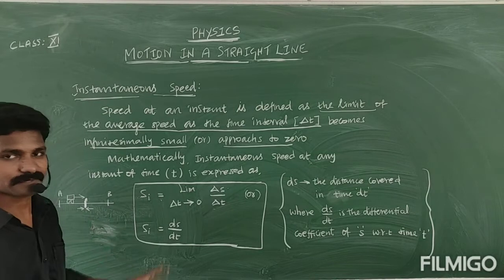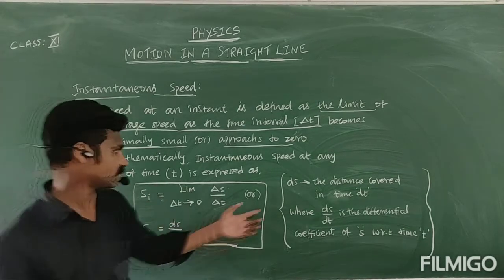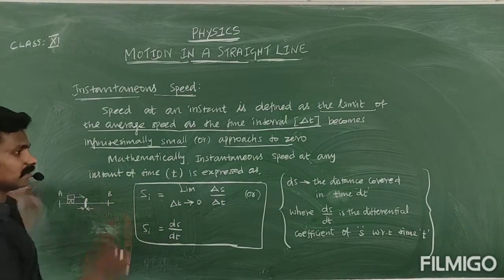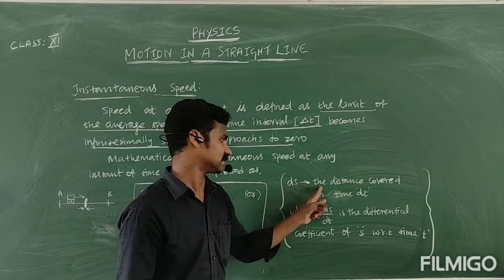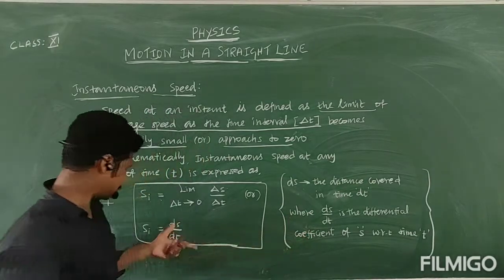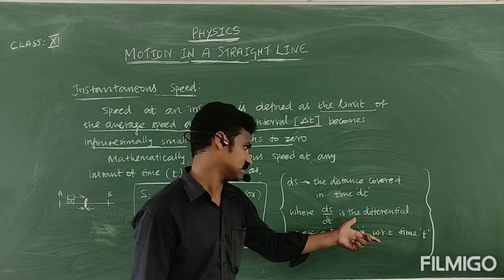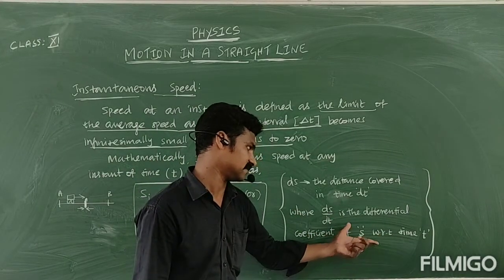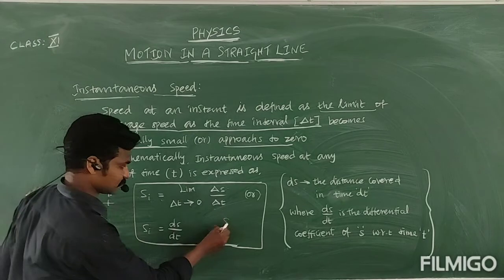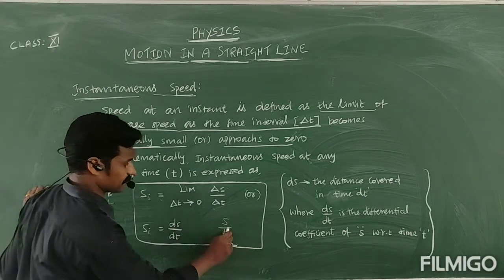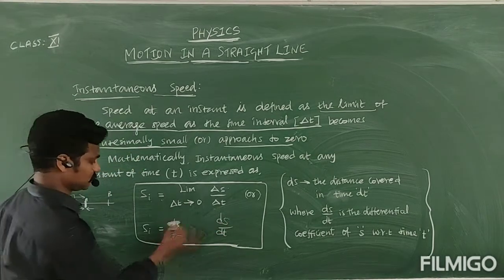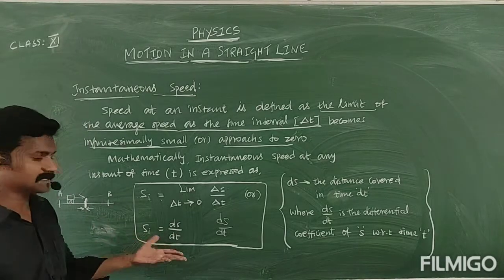Here ds is nothing but a very small distance covered in a very small time dt. So ds divided by dt is the differential coefficient of s with respect to time t. Here s is the position, and this is the changing position with respect to time. That is the instantaneous speed.